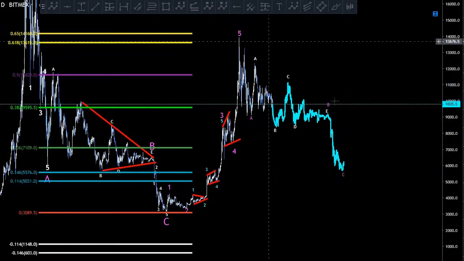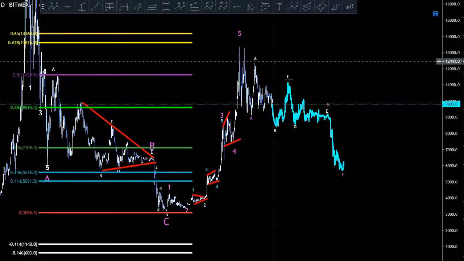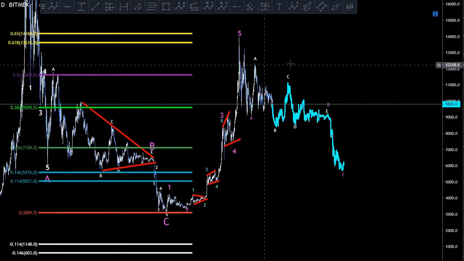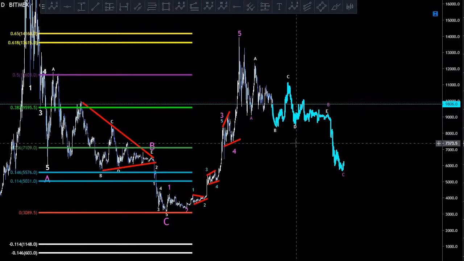So this is one way I'd count it, right? We just keep printing lower highs like we did in this bear market. A lot of people don't really like triangles. They don't believe that triangles do exist. So I always have an alternative count that gives us the same results. It's just the semantics of where we put things.